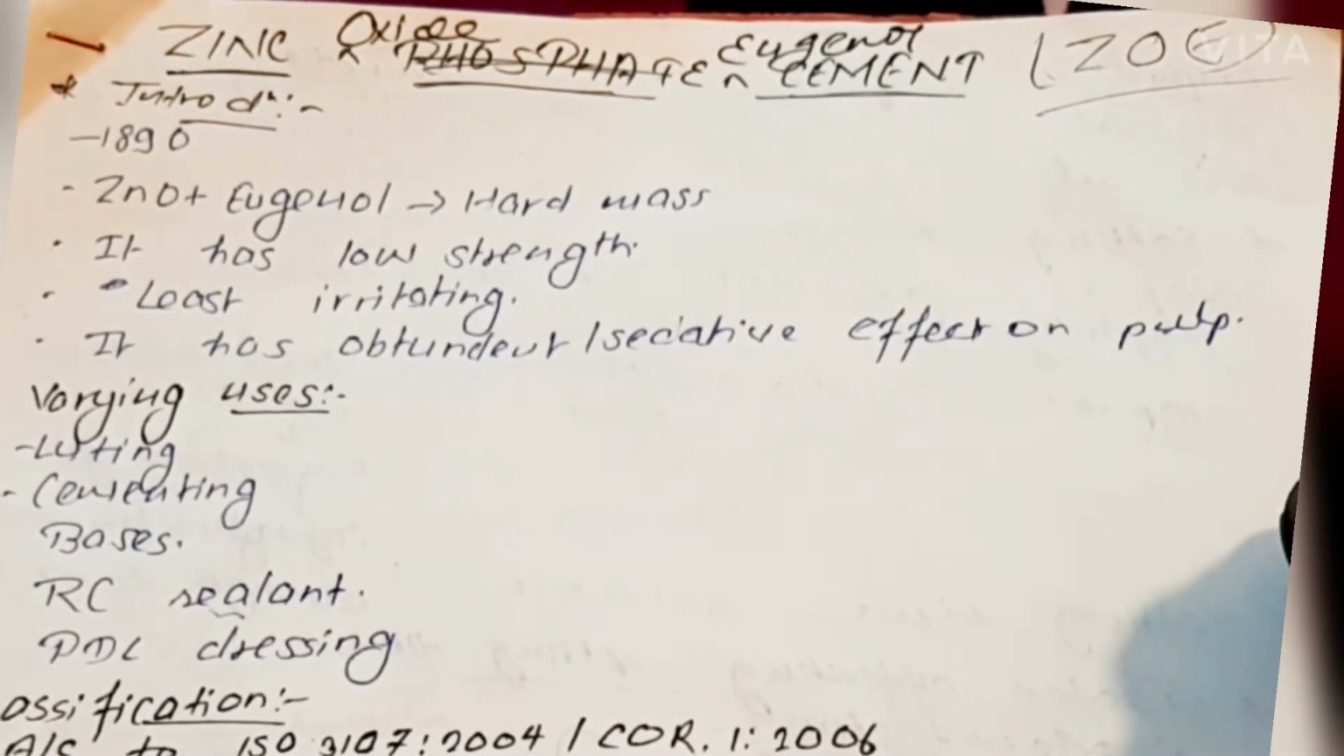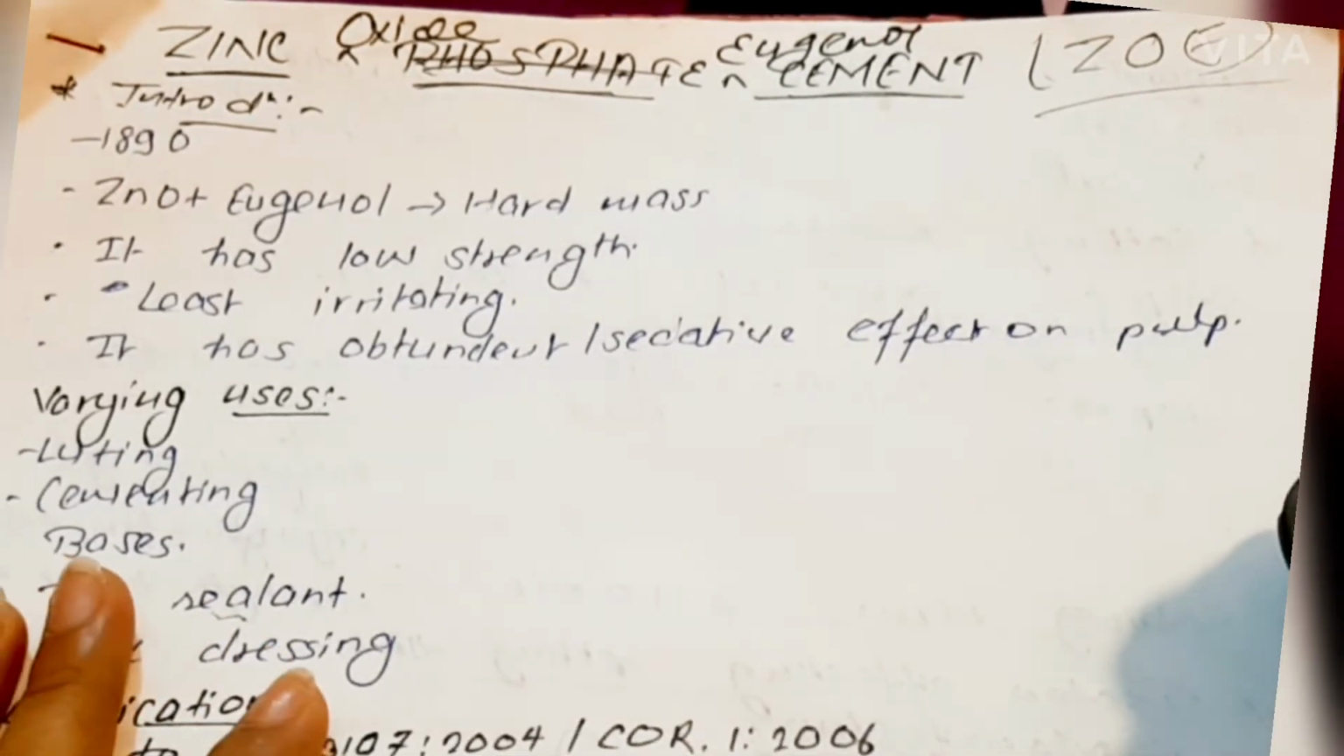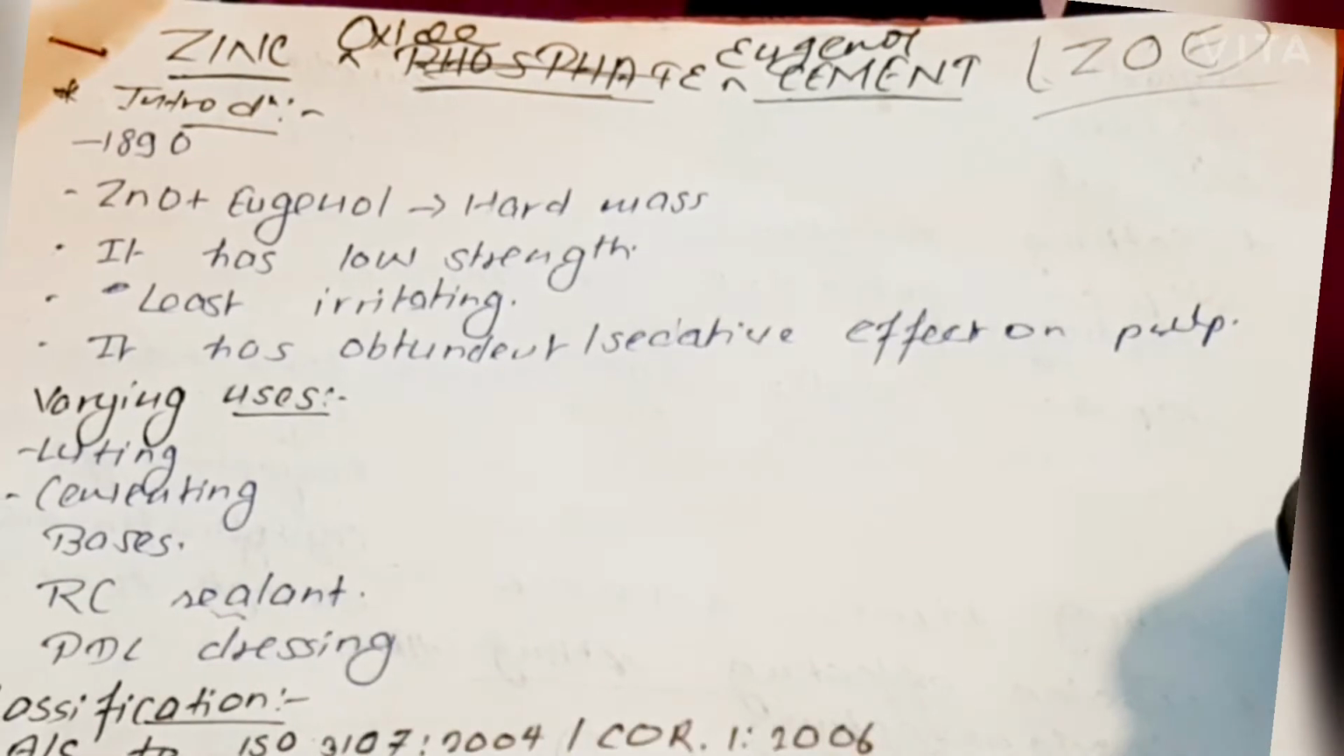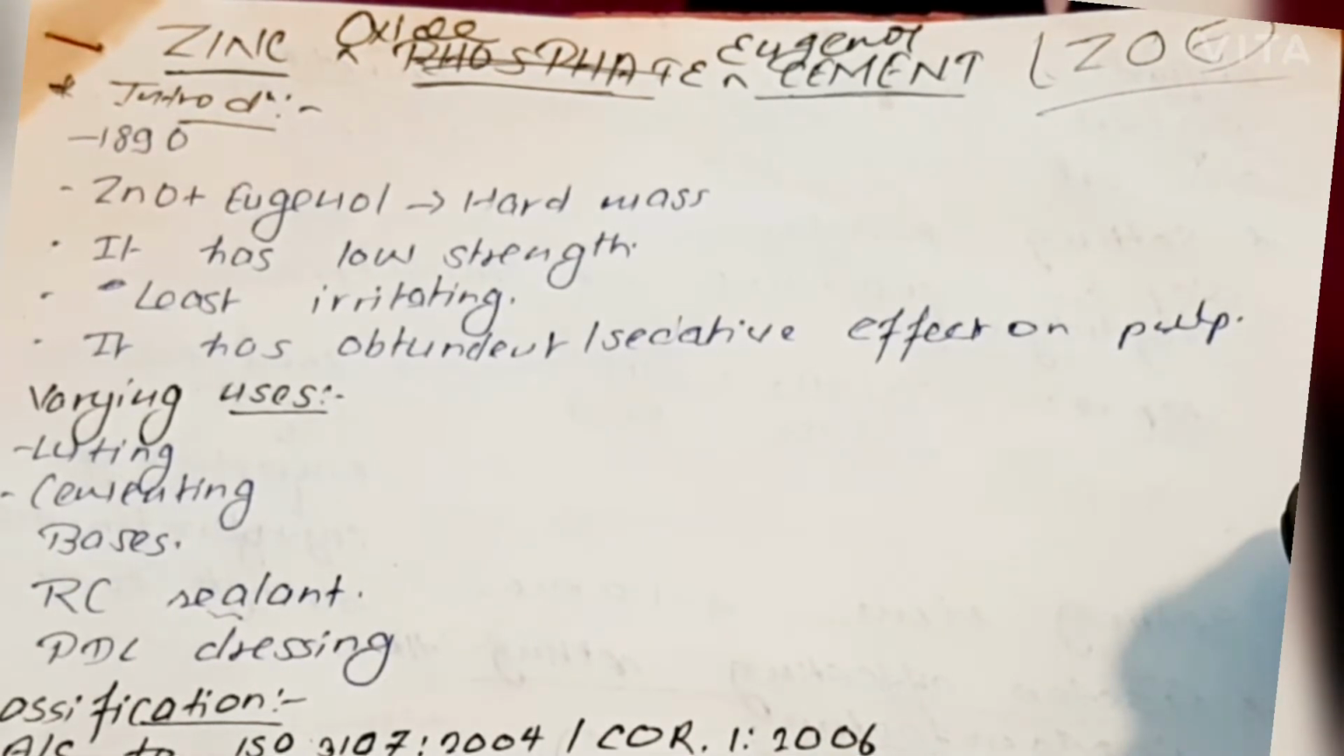So its varying uses: first of all, it can be used as a luting cement, it can be used as cementing, it can be used as bases, it can be used as RC sealant, or it can also be used as PDL dressing. Now the classification.